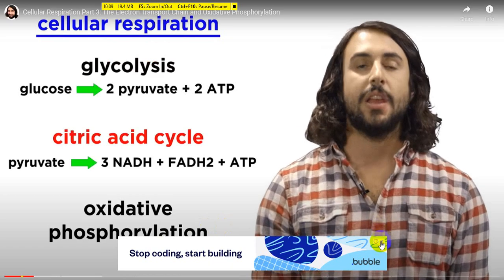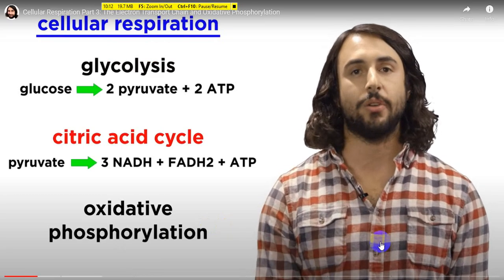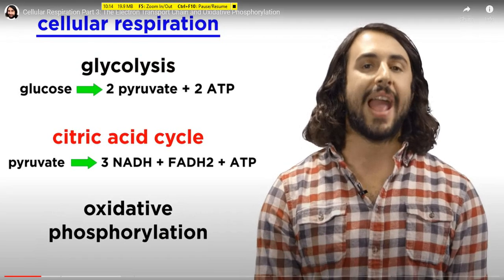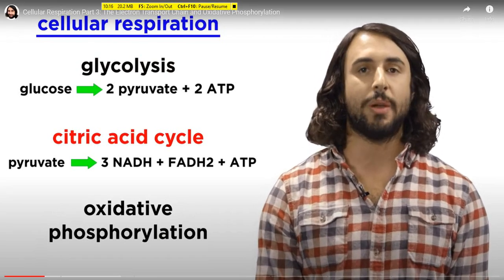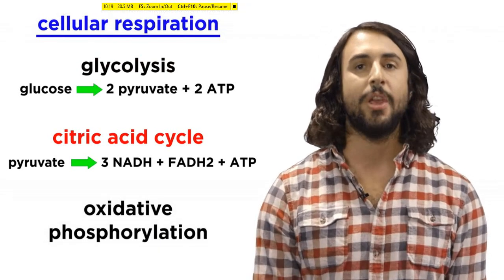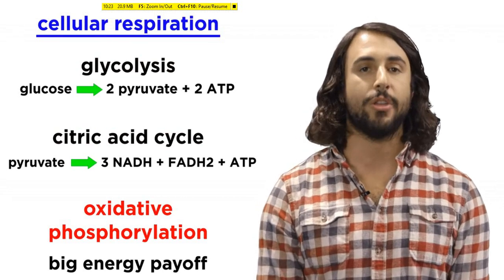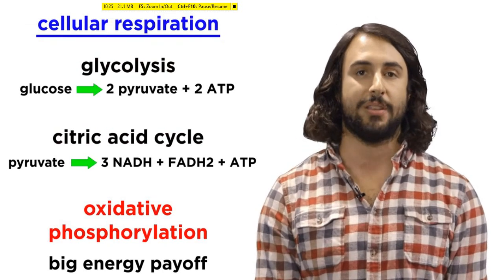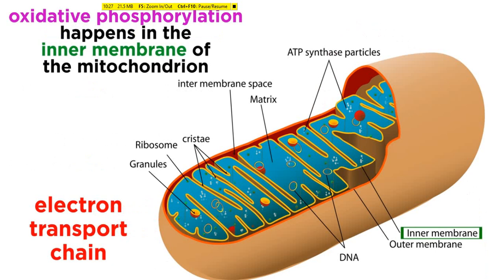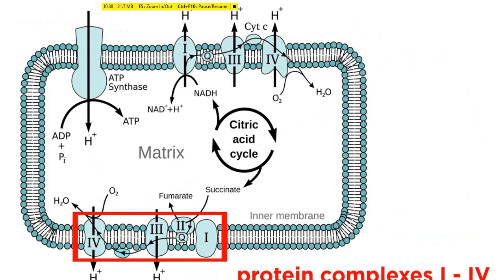Acid cycle. As it turns out, neither process generates much of an energy payoff, but the NADH and FADH2 that were generated in the citric acid cycle move on to oxidative phosphorylation, which generates by far the most ATP out of these pathways. This pathway utilizes an electron transport chain, which is a series of mitochondrial membrane proteins that sit in the inner membrane of the mitochondrion, and we refer to these as protein complexes 1 through 4.